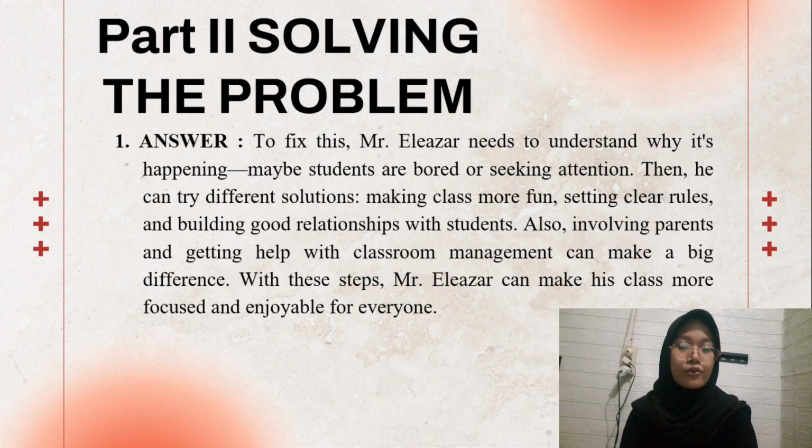To answer number 1, to fix this, Mr. Eliezer needs to understand why it's happening. Maybe students are bored or seeking attention. Then he can try different solutions by making the class more fun, setting clear rules, and building good relationships with students. Also, involving parents and getting help with classroom management can make a big difference. With these steps, Mr. Eliezer can make his class more focused and enjoyable for everyone.